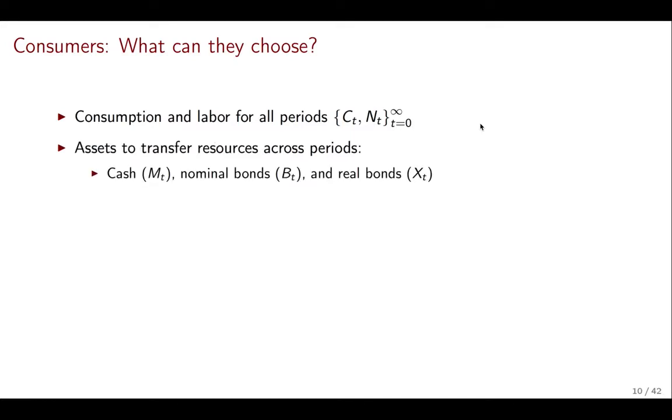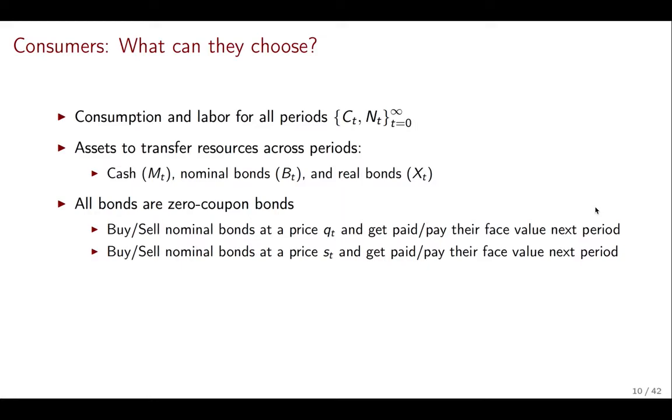But that's not the only thing they can choose. They can also choose assets to transfer resources across periods. And in this model, we're going to be using 3 types of assets. We have cash, m_t, nominal bonds, b_t, and real bonds, x_t. This is just like in the previous module, nominal bonds and real bonds. All bonds we're going to have in this model are zero coupon bonds. So they buy or sell nominal bonds at the discount price q_t, and then they get paid or they pay the face value next period. So we only have zero coupon bonds here.